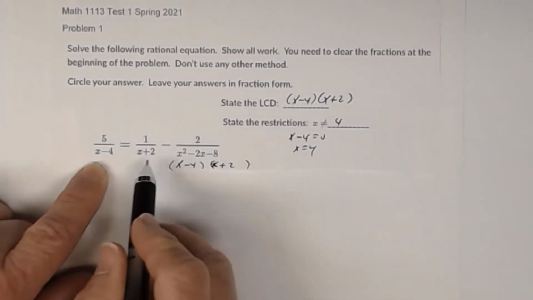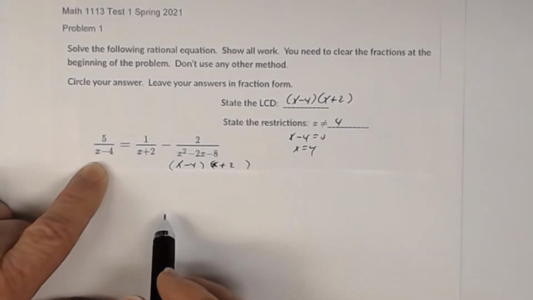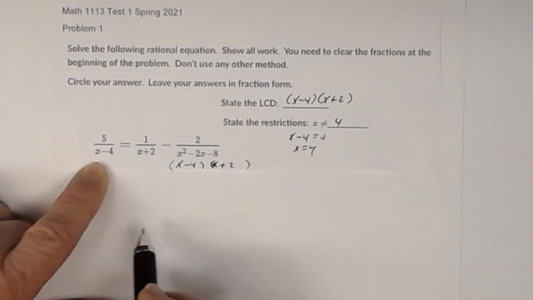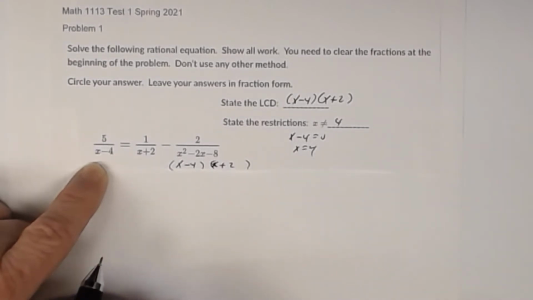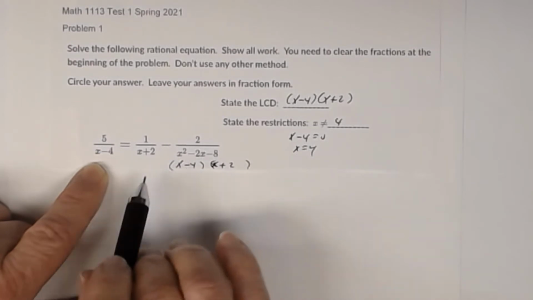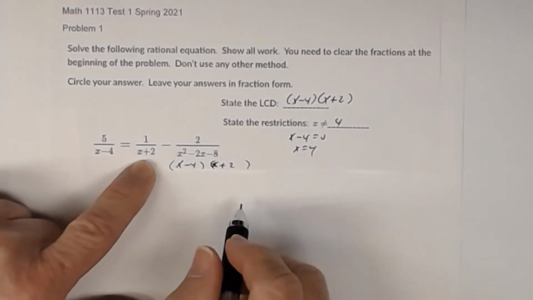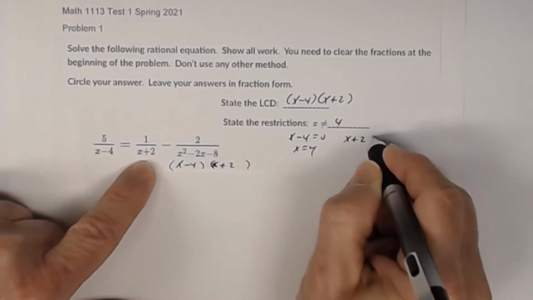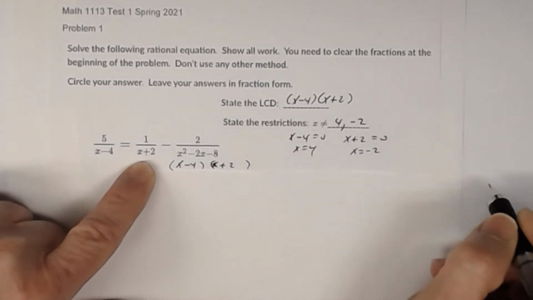So if you solve this equation and you get x equals 4 as the only proposed solution, then we have to say it's no solution because that was a restriction. So that's why you have to find the restrictions, just in case your proposed solution is one of the restrictions. Then the next one, x plus 2, do the same thing. So x plus 2 is equal to 0 when x equals negative 2. So there's the other restriction.